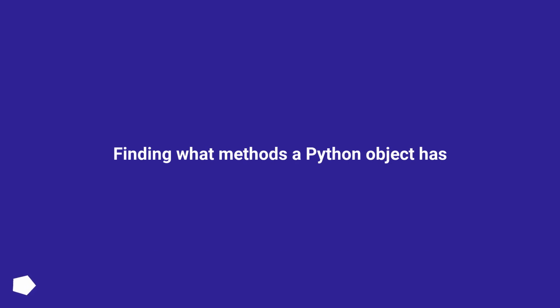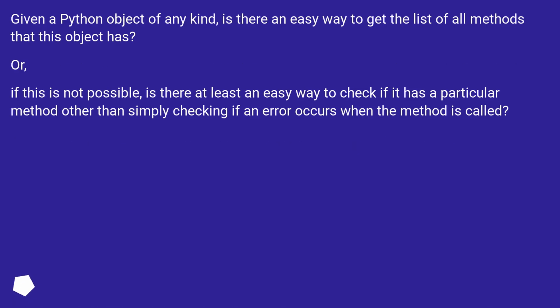Finding what methods a Python object has. Given a Python object of any kind, is there an easy way to get the list of all methods that this object has? Or, if this is not possible, is there at least an easy way to check if it has a particular method other than simply checking if an error occurs when the method is called?